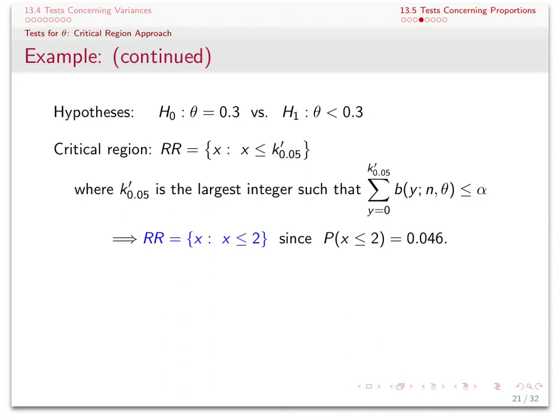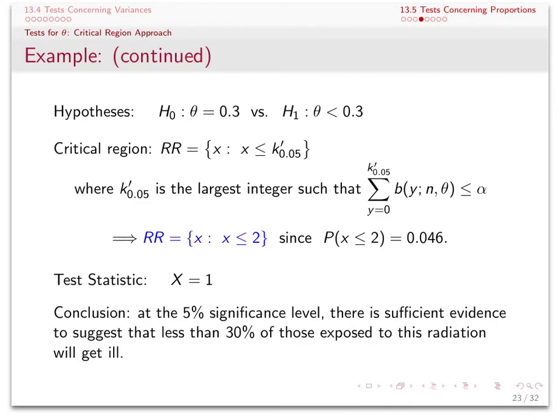Now, what's our test statistic here? Our test statistic x is just the number of successes. Since we have one success in 19, and that one success is less than or equal to 2, our test statistic lies in the rejection region, so we're going to reject the null hypothesis in favor of the claim that, at the 5% significance level, there is sufficient evidence to suggest that less than 30% of those exposed to this particular radiation will get ill.